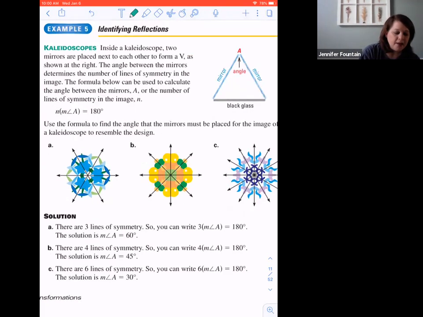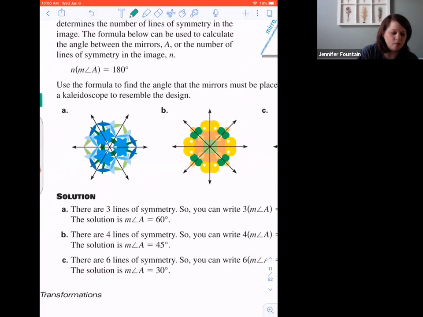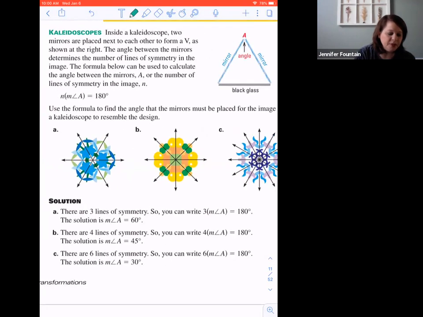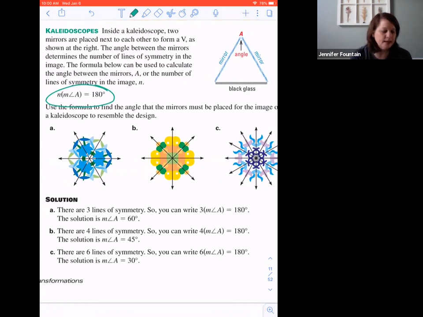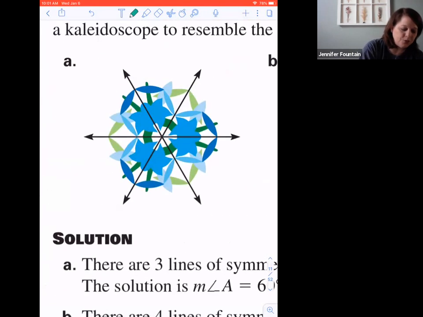So if we look at letter A, okay? Look at letter A. It says use the formula. The formula I'm using is right up here: N times the measure of angle A equals 180. So it says use the formula to find the angle in the mirrors that must be placed for the image of a kaleidoscope to resemble the design. So let's think about this for a minute, okay? I know that my lines of symmetry, I know that I'm dealing with congruent measures. So, okay, if we think about from here to, well, I'm gonna do a different color so it'll stand out.